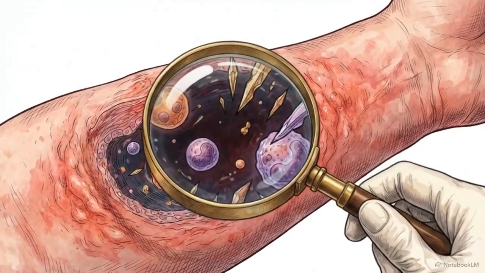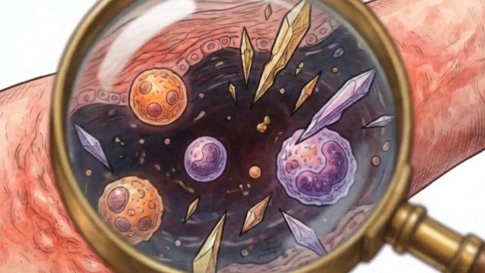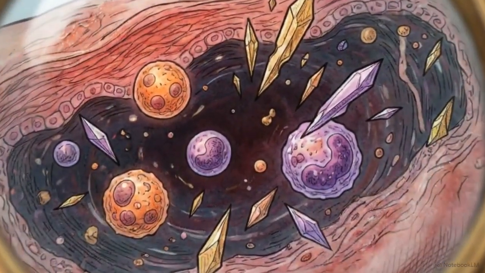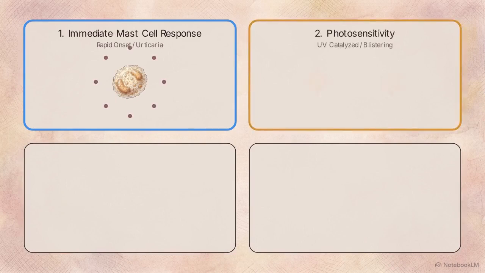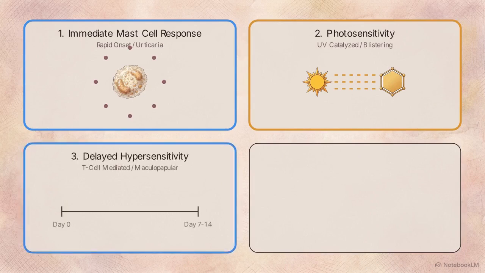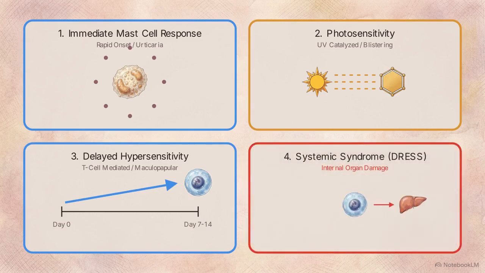Diagnosing cutaneous adverse reactions requires correlating the physical presentation and the clinical timeline directly to the underlying cellular mechanism. Looking at our diagnostic matrix, the first pathway is characterized by a rapid onset and direct mast cell degranulation, resulting in urticaria. The second pathway requires UV exposure, interacting with circulating reactive intermediates, resulting in localized blistering or erythema. The third pathway operates on a 1 to 2 week delay, driven by hapten protein binding and subsequent T-cell activation to produce a maculopapular rash.